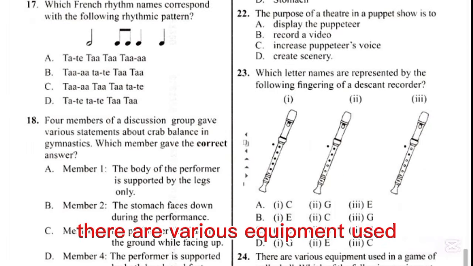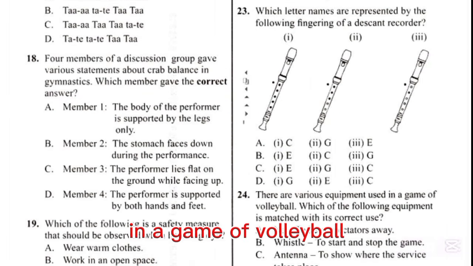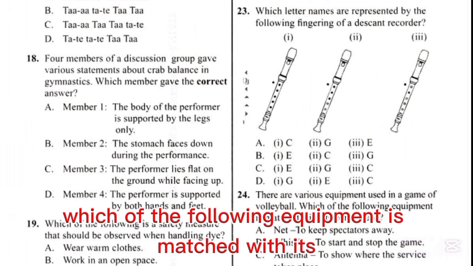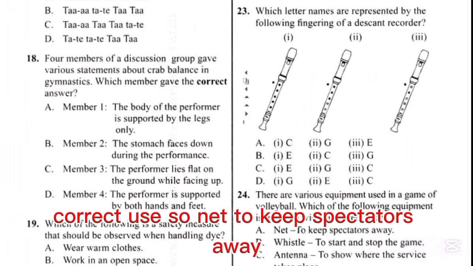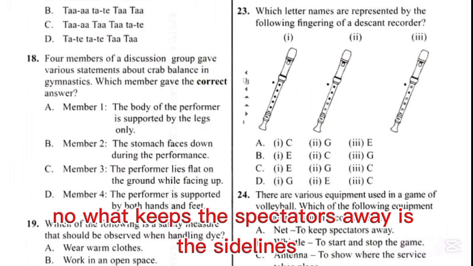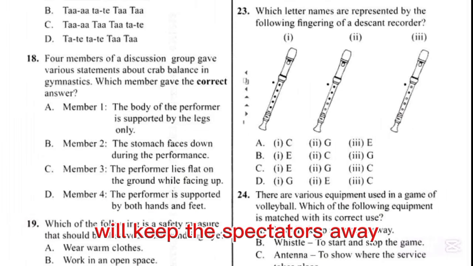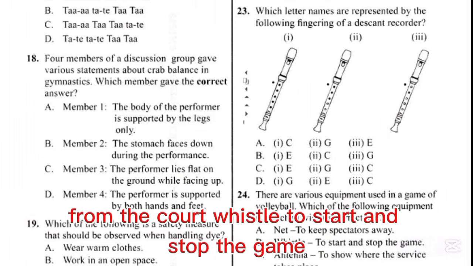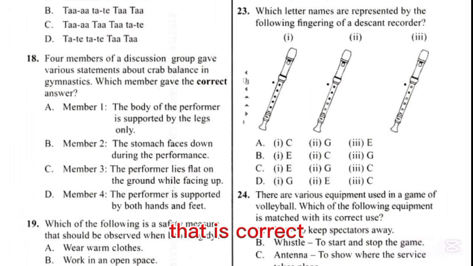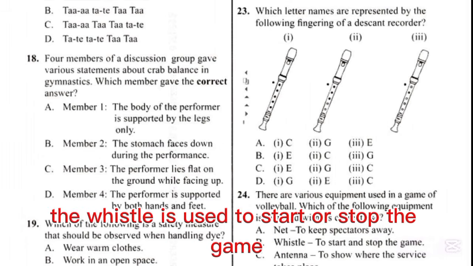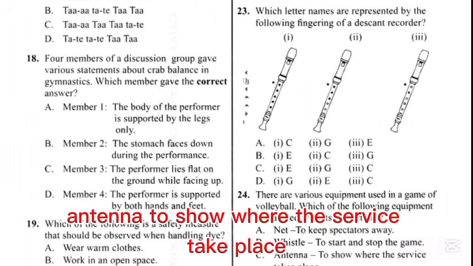Question 24. There are various equipment used in a game of volleyball. Which of the following equipment is matched with its correct use? So net to keep spectators away. No. What keeps the spectators away is the sidelines and the end line. The sidelines and the end lines will keep the spectators away from the court. Whistle to start and stop the game. That is correct. Whistle is used to start or stop the game.